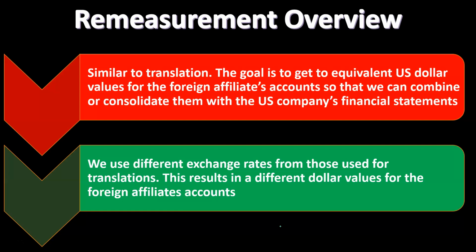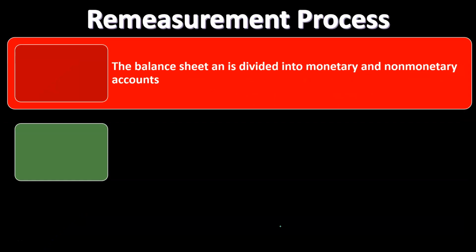The result is different dollar values for the foreign affiliates' accounts. So we're going to have different dollar amounts as we convert from the foreign currency to the US dollar equivalent, because we may be using different rates between the two methods. So, the remeasurement process: the balance sheet is divided into monetary and non-monetary accounts.